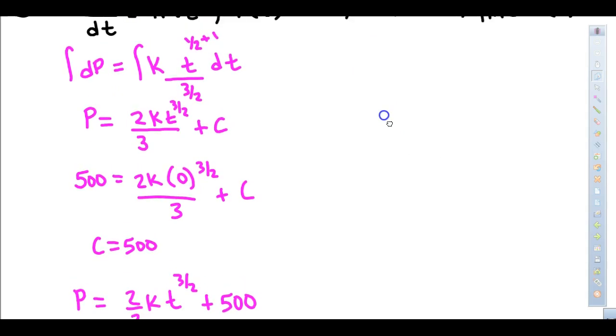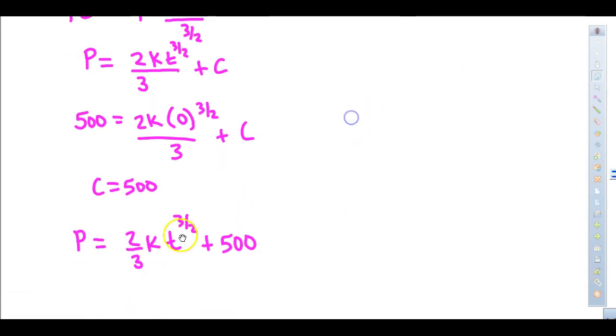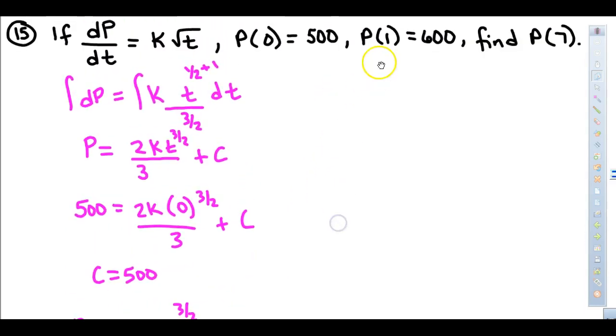Okay? Because everything is P, right? P of 0, P of 1, P of 7. We know what P is. P is this function. We don't know what K is. So the second ordered pair is going to help us. I'm going to take that second ordered pair. In the place of T, I'm going to put 1. In the place of P, I'm going to put 600. I'm going to figure out what K is.